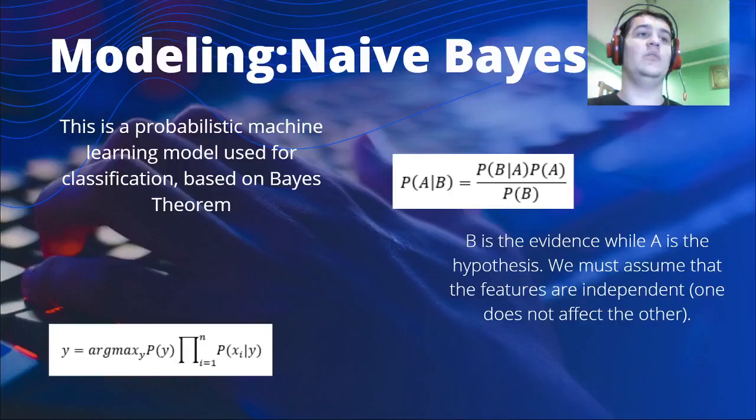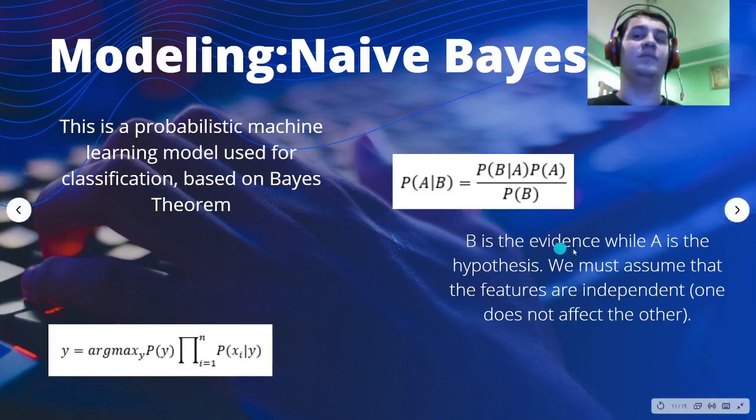So now we will talk about modeling. We attempt two different models for the dataset, naive Bayes and random forest. Naive Bayes builds on Bayes' theorem, while a random forest is a group of decision trees. So let's talk more about naive Bayes. This is a probabilistic machine learning model used for classification based on Bayes' theorem, where B is the evidence while A is the hypothesis. We must assume that the features are independent so that our model works correctly.